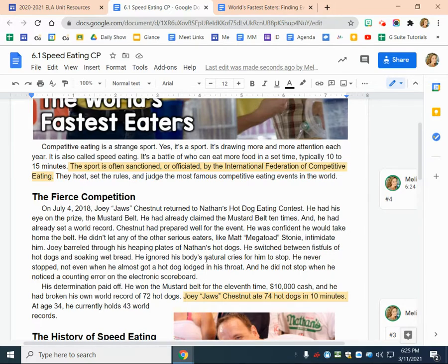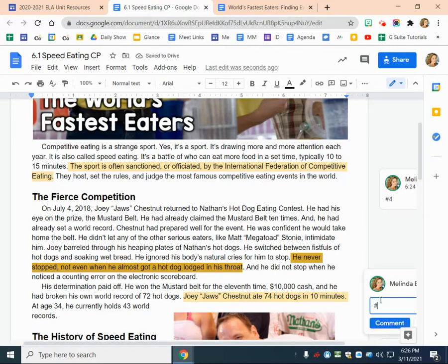So if we go back into that, it says he had already set a world record, he prepared well, he was confident, he didn't let any of the other serious eaters intimidate him, he barreled through his heaping plates, he switched between fistfuls of hot dogs and soaking wet bread, he ignored his body's natural cries for him to stop. He never stopped, not even when he almost got a hot dog lodged in his throat. Okay, that sentence where he almost choked is a really good example of how difficult it was. This is number 5. And then let's go on to the next sentence.